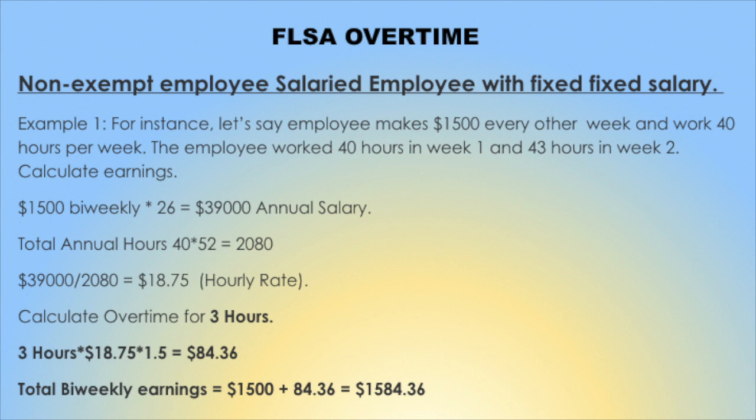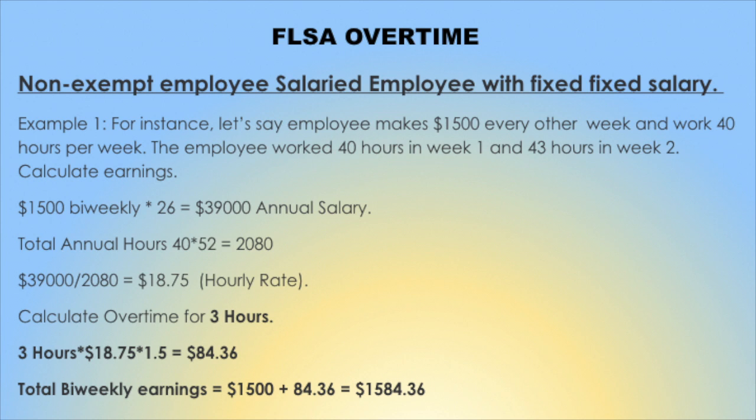The first step is to calculate the annual salary. We know that bi-weekly means that he will get 26 checks in the whole year. So we will multiply 1500 by 26 and we will calculate the annual salary, which is 39,000. Then we will calculate the annual hours the salary is entitled to compensate. So the total annual hours are 40 hours in a week times 52, which gives us 2080 hours. Then after dividing the annual salary by the annual hours, we get the hourly rate of $18.75.